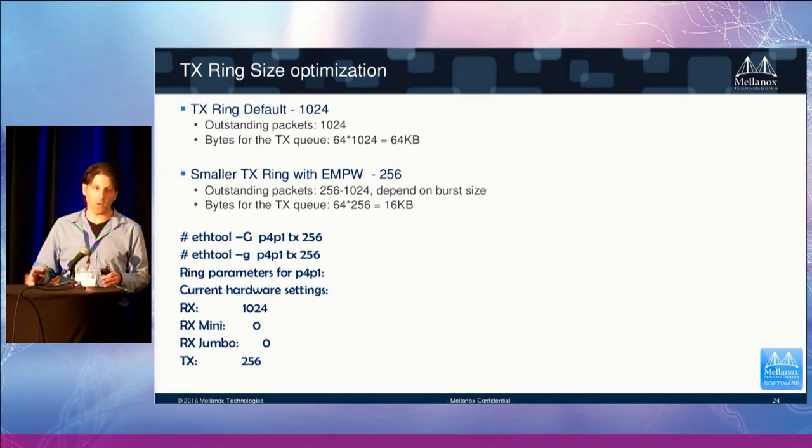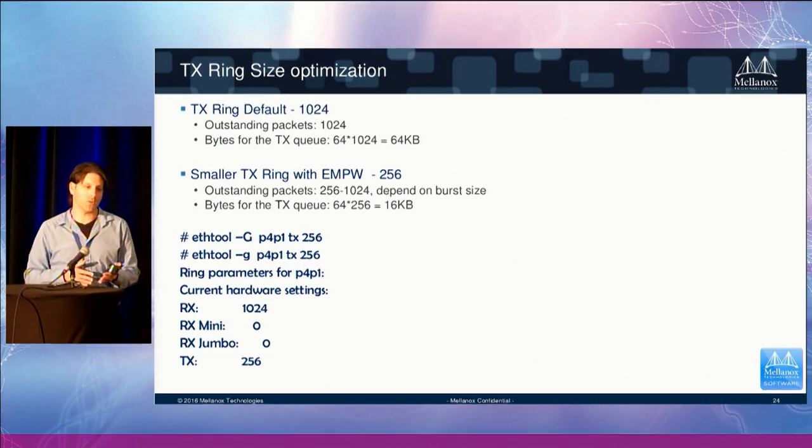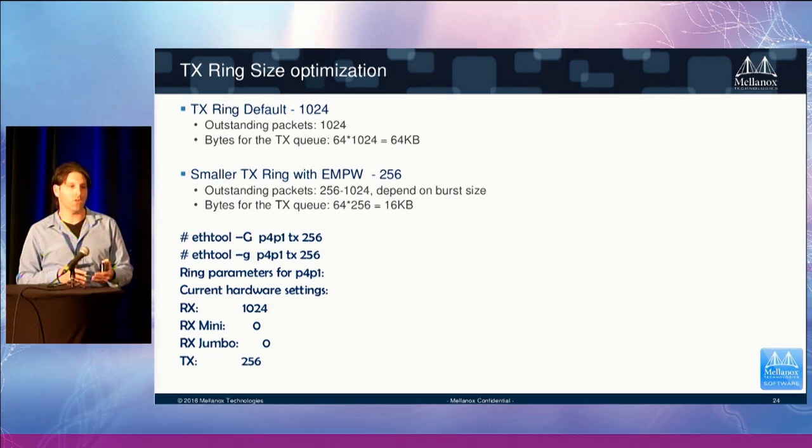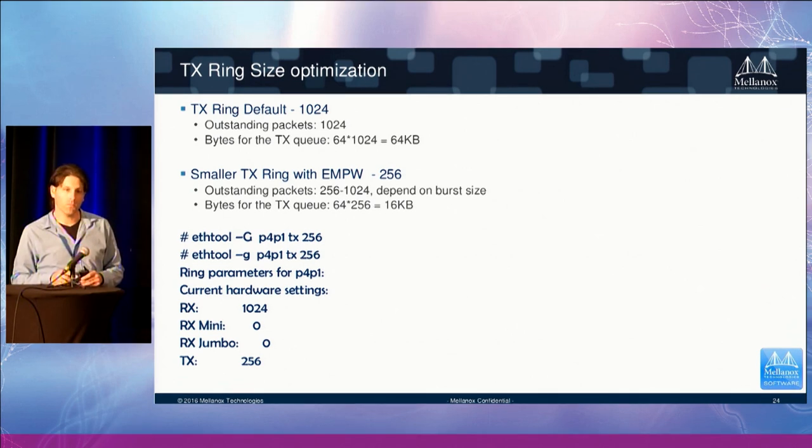Here's an example of what you can do with the transmit queue size. For the default mode, you have 1,000 entries. That takes up 64K bytes, and you have a maximum of 1K outstanding packets. With the new format, you can reduce the size to even a quarter of that, and use a quarter of the memory, and still have the maximum of outstanding packets with the same ring size. So that's the feature.